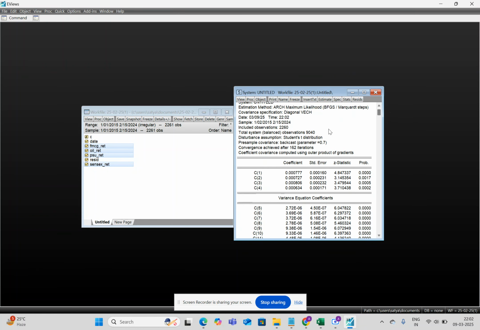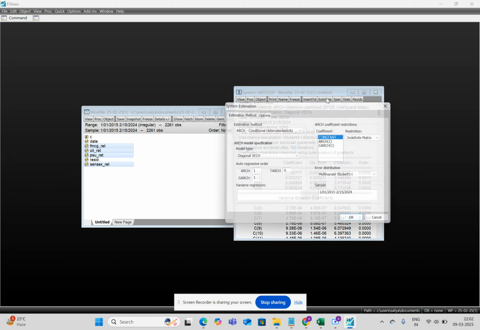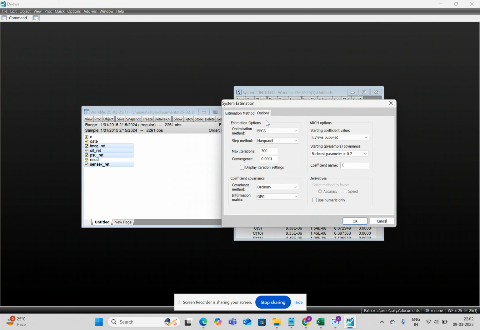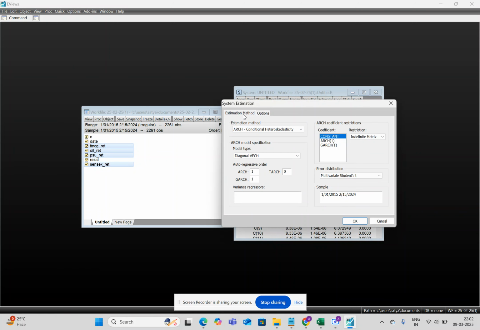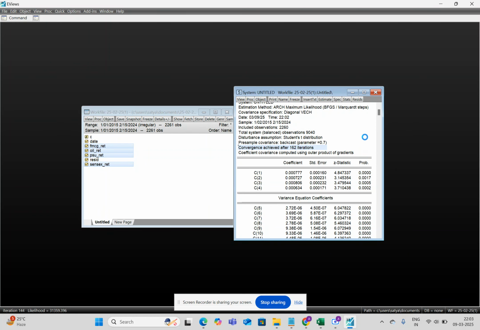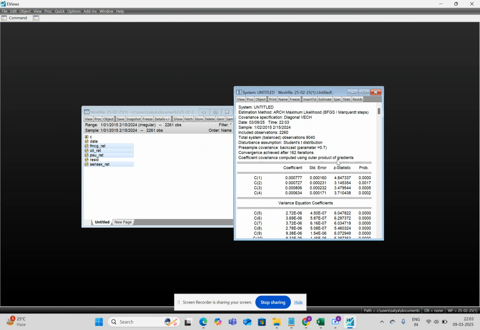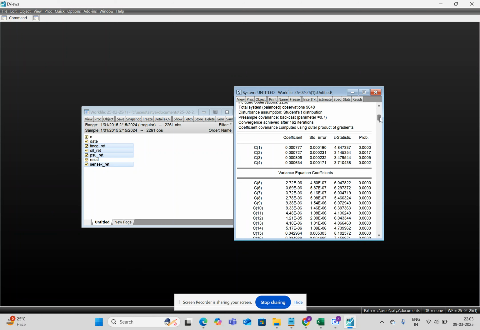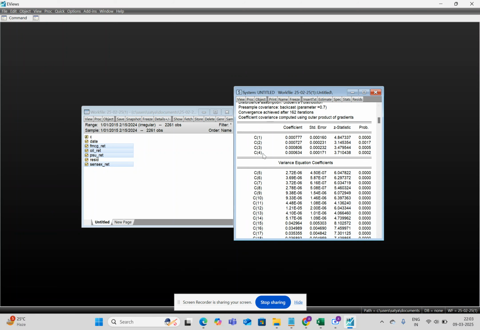So yeah, we did achieve convergence. As you can see, it is written that convergence achieved after 162 iterations. If convergence was not achieved, then we would have to go to options and increase the number of iterations. We had put maximum iterations at 500. If we wouldn't have achieved convergence within 500, then we would have to increase it even further. So we have it here, right? As we can see, all of our coefficients are significant.